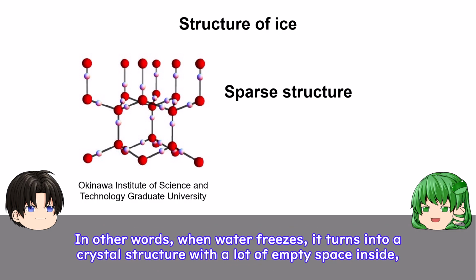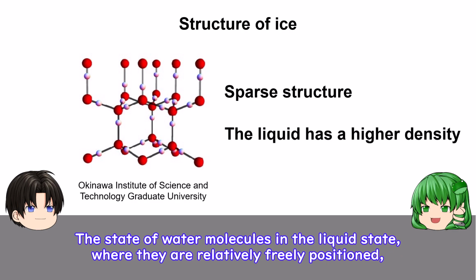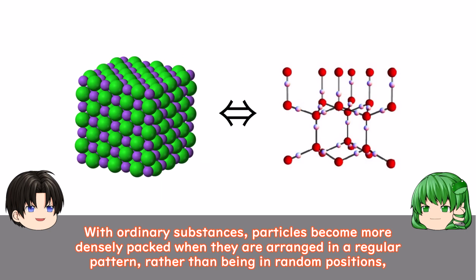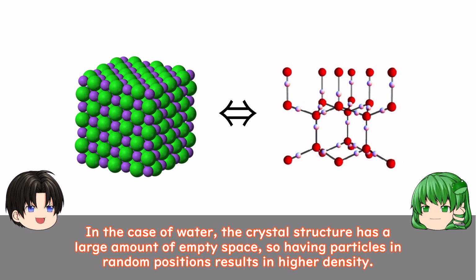In other words, when water freezes, it turns into a crystal structure with a lot of empty space inside, whereas in the liquid state, water molecules are relatively freely positioned. The molecules end up being densely packed. I see. With ordinary substances, particles become more densely packed when they are arranged in a regular pattern rather than being in random positions. In the case of water, the crystal structure has a large amount of empty space, so having particles in random positions results in higher density.